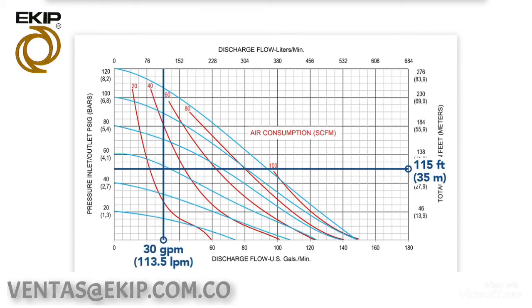This allows you to reassess the new required air inlet pressure, which will be 60 psi, as well as the increase in air consumption, which will be 30 SCFM.